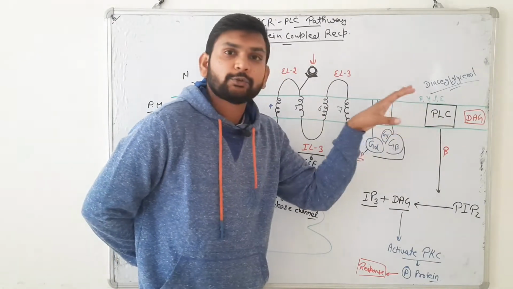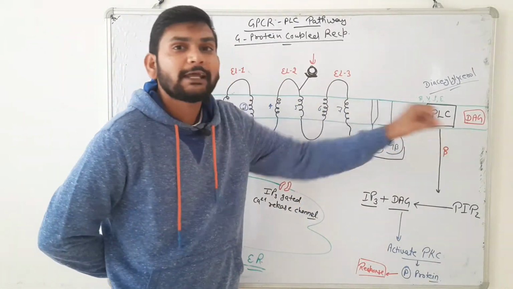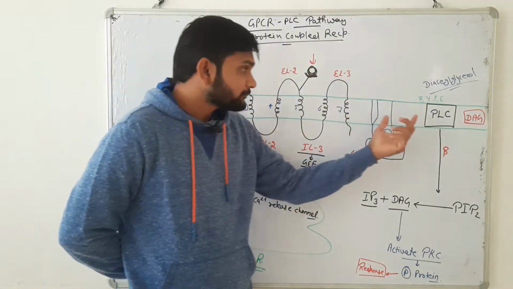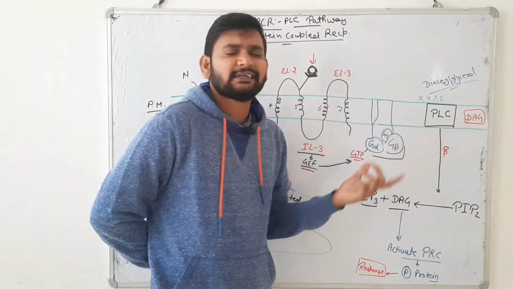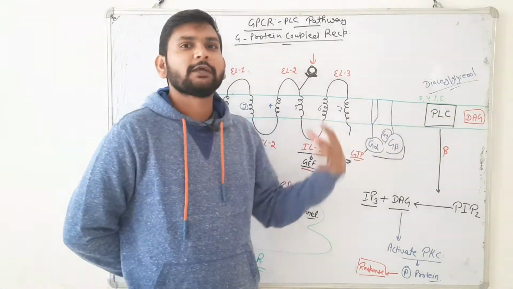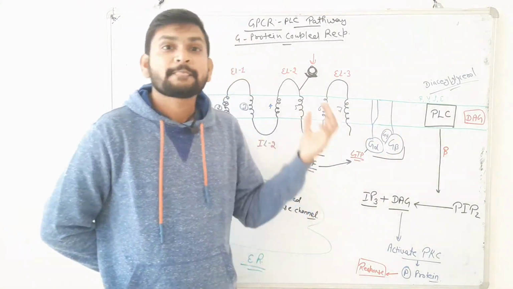which is embedded into the plasma membrane. Okay, so what is PLC? Phospholipase C is a protein embedded into the plasma membrane. And phospholipase C has 4 classes: phospholipase C beta, phospholipase C gamma, phospholipase C delta, and phospholipase C epsilon.